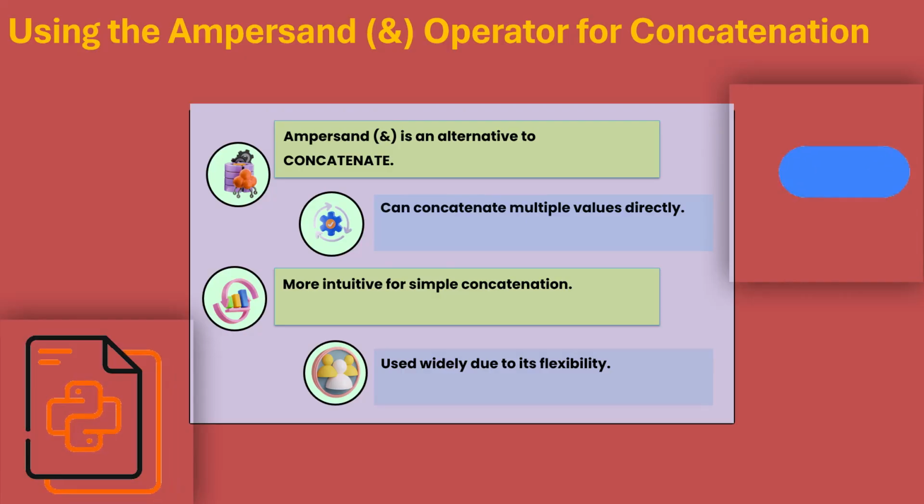Now say hello to the ampersand, our shortcut to concatenation bliss. Unlike CONCATENATE, this handy operator lets us join multiple values without restrictions. It's intuitive, flexible, and widely used. Think of it like a glue stick for your data. It gets the job done without unnecessary complexity. Once you start using it, you might wonder why you ever dealt with CONCATENATE in the first place.